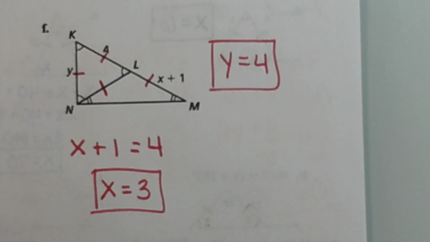Congruent sides leads to congruent angles, only in triangles. It doesn't work for bigger shapes. But it's nice for triangles.